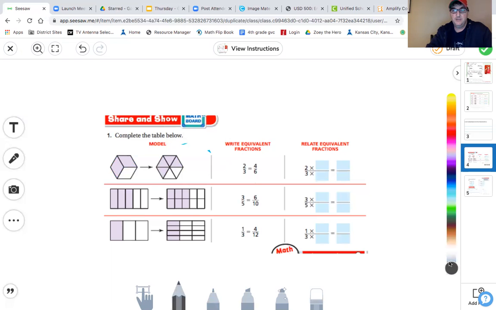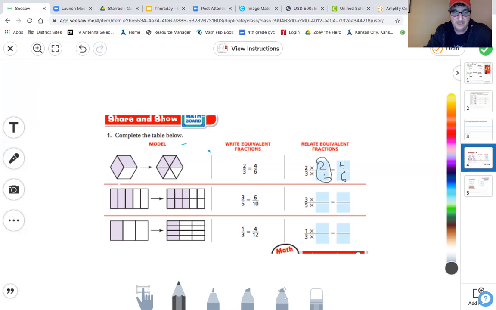Now what we're trying to show today is a connection between multiplication and equivalent fractions. If you look, 2 times 2 equals 4, right? And 3 times 2 equals 6. If we multiplied the numerator 2 and the denominator 3 both by the same number, we get 4/6, which is an equivalent fraction, right? We can see by the picture that 2/3 and 4/6 are equivalent.